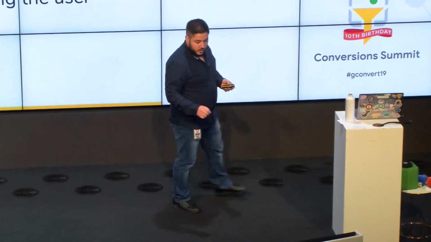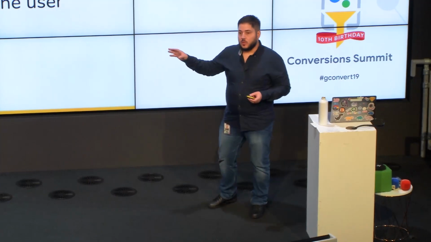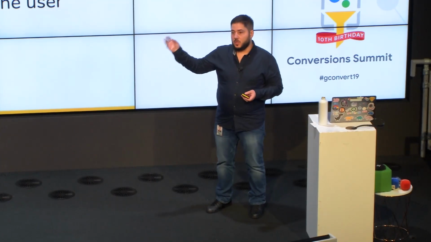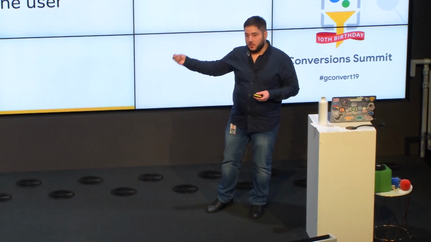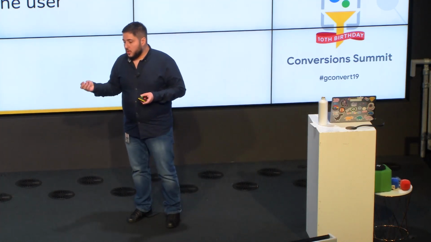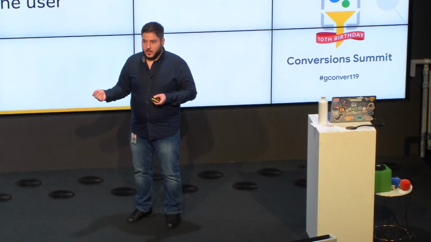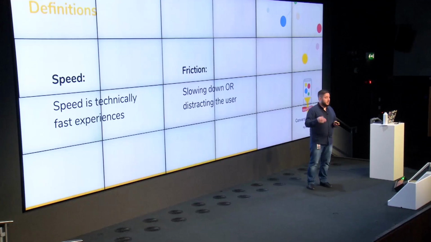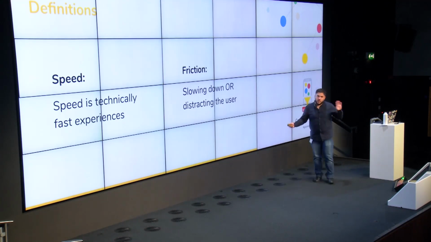When I'm talking about speed, generally speaking, I'm speaking about technical speed. So when you optimize your images, when you minify code, it's the technical things that you can do. When I'm speaking about friction, it's the things that you do to slow down the experience and to distract the user, which may seem very counterintuitive. But the stories I'm going to tell will really explain what I mean by that. So if it's confusing for now, don't worry, we'll get there.